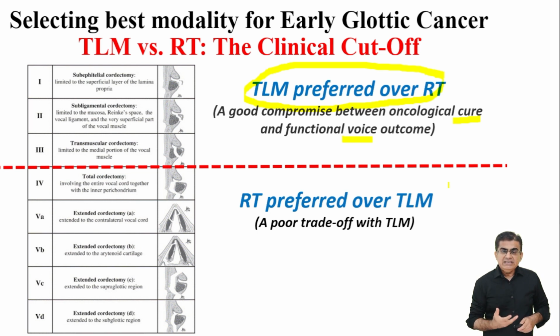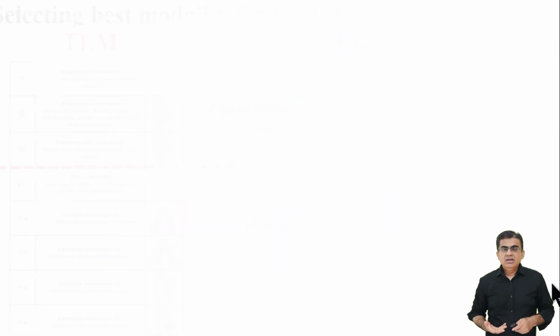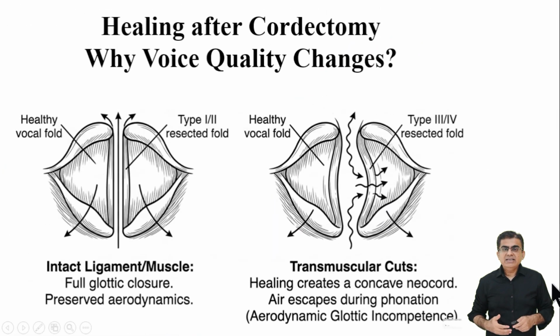Therefore, for these deep structural resections, primary definitive radiotherapy is generally preferred. Radiotherapy allows us to sterilize the deep cancer while safely preserving the mechanical structure of the larynx for a much better functional voice. Let us now look at exactly why the voice changes so drastically after deeper surgeries, or type 4 and beyond cordectomies.